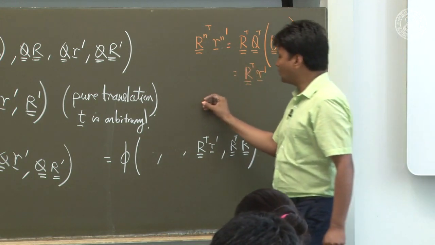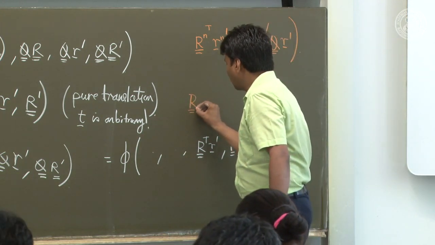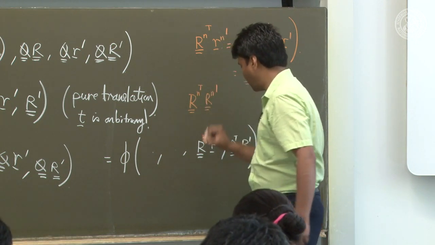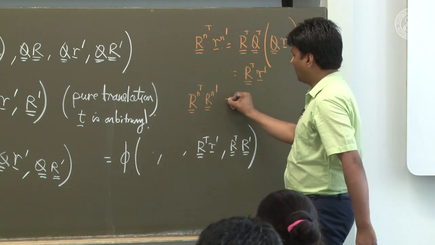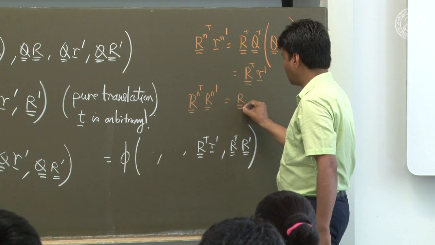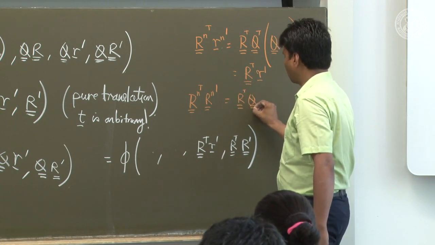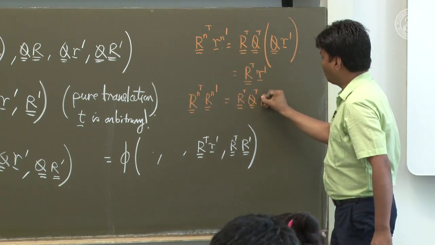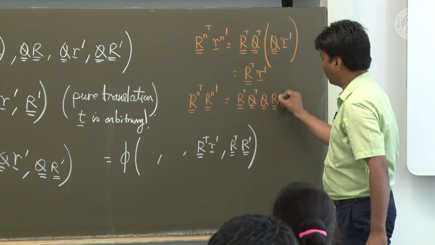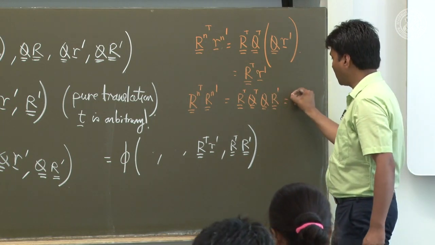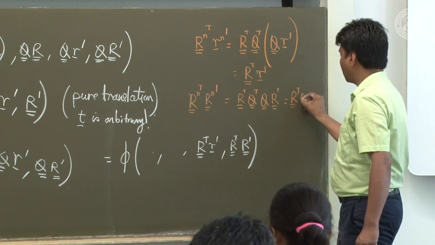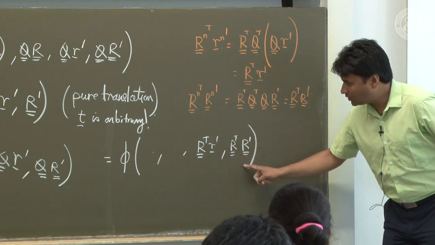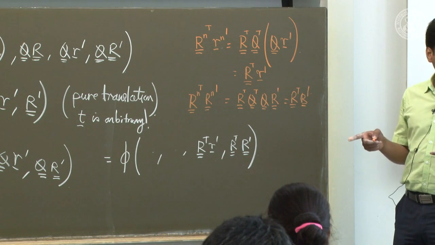Same thing you can also show for big R nu transpose times big R nu prime. What is this equal to? This is big R transpose Q transpose times big R nu prime, that is equal to Q times big R prime, which is same as big R transpose big R prime. So, what you see is that these quantities do not change due to rigid translation and rigid rotation.